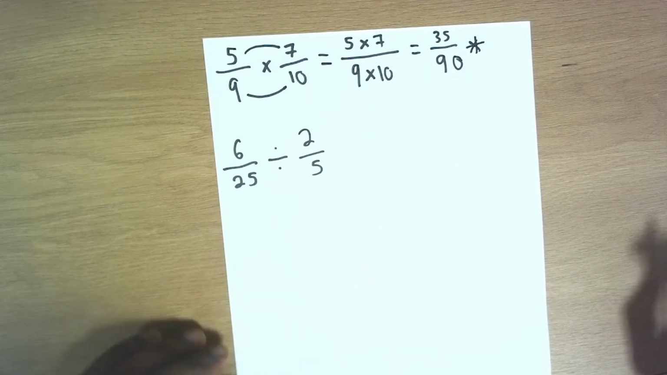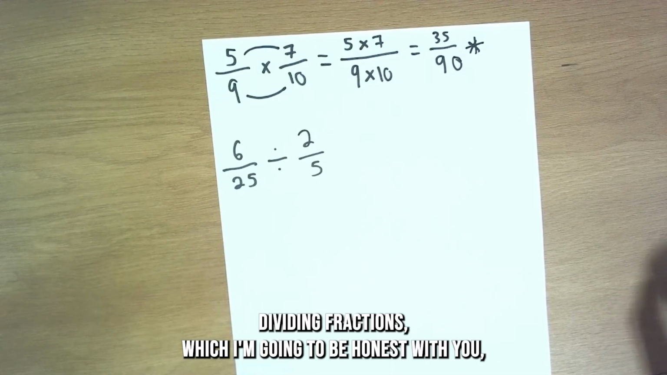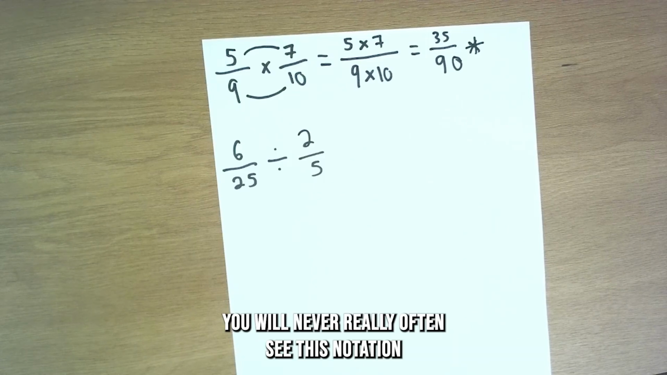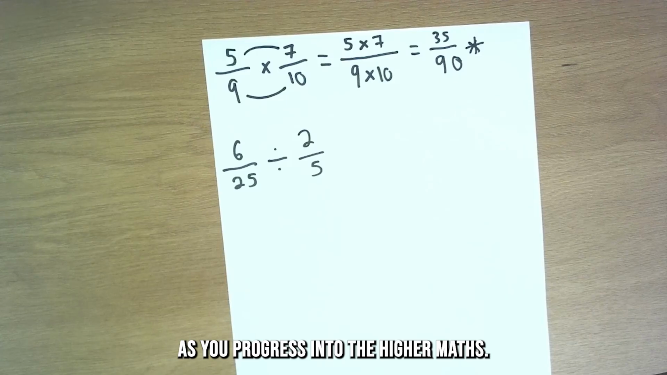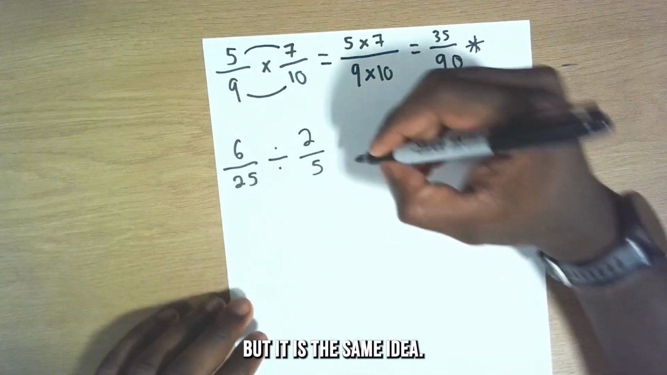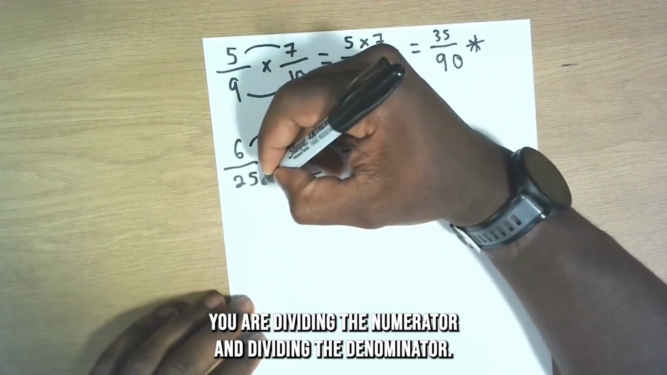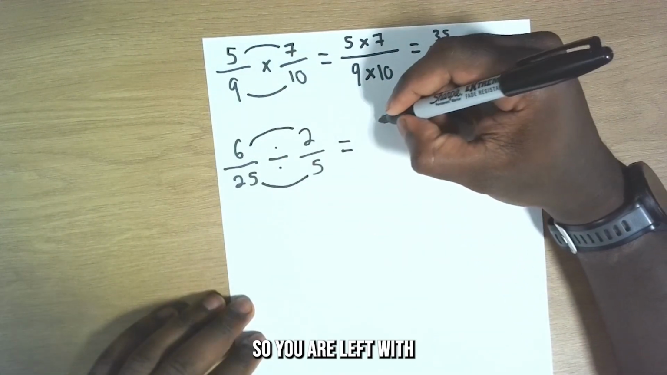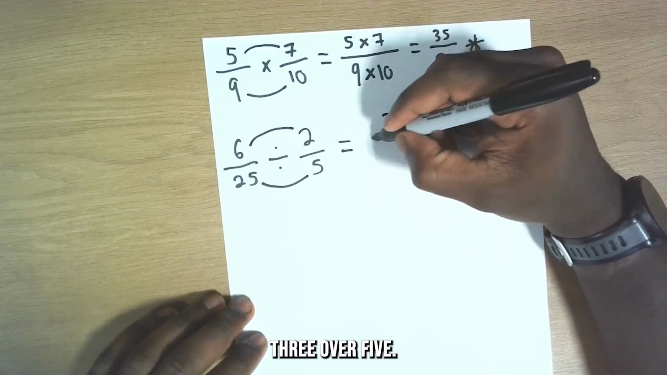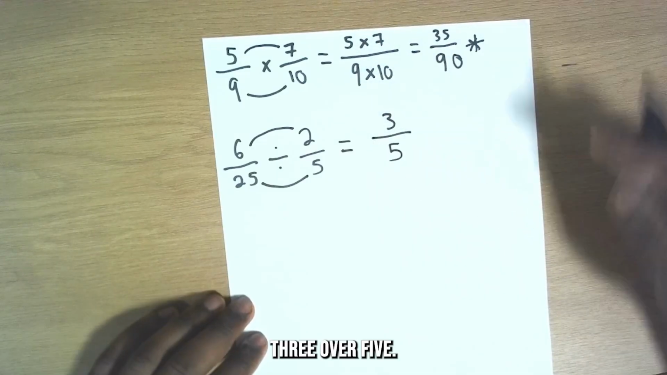Little asterisk there. Dividing fractions, which I'm going to be honest with you, you will never really often see this notation as you progress into the higher maths. But it is the same idea. You are dividing the numerators and dividing the denominators. So you are left with 3 over 5.